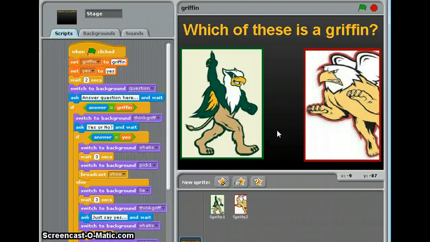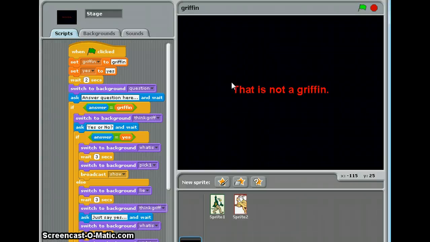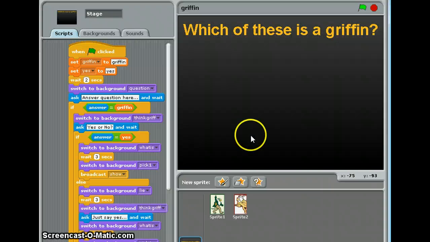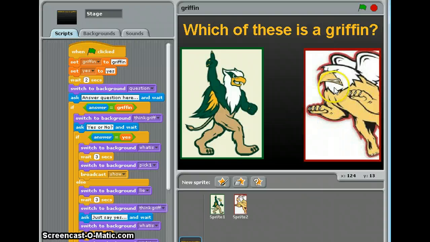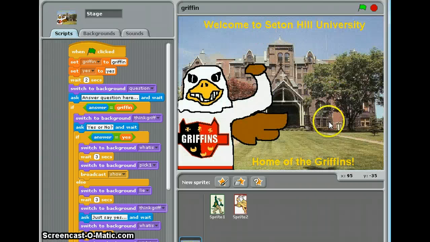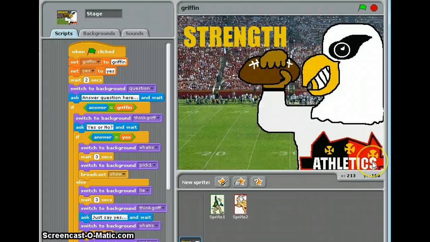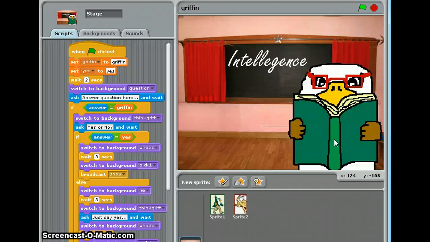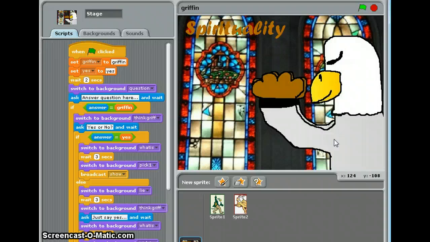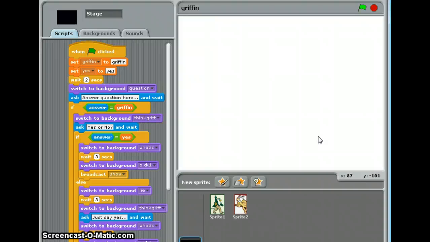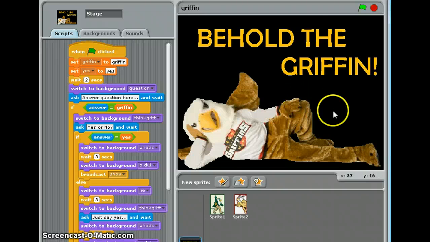And then this is the little hit to William and Mary because this griffin is uglier than the Seton Hill griffin. But if you click on this one, you think this is a griffin. It tells you that it's not, obviously. So if you hit on this griffin, which is obviously the right one because it's from Seton Hill, it'll take you through the pages. And then behold the griffin.